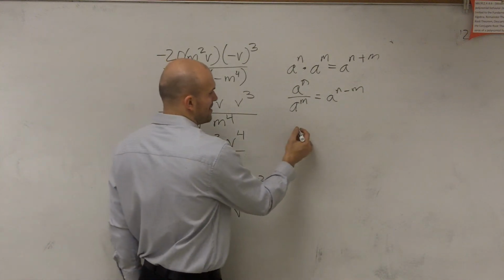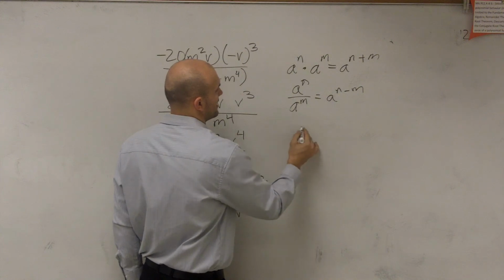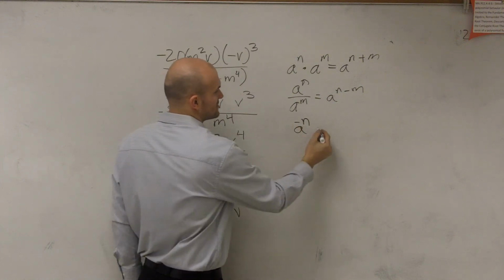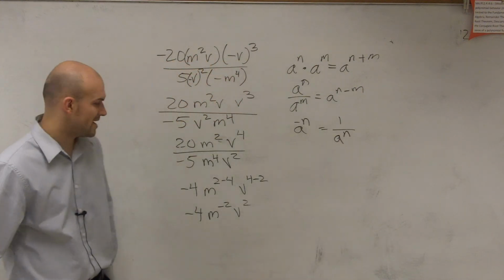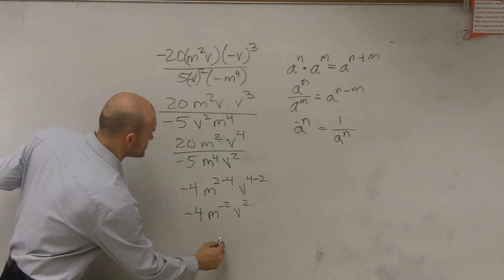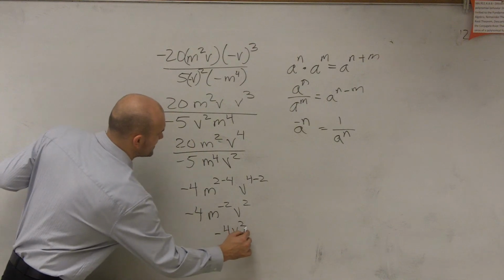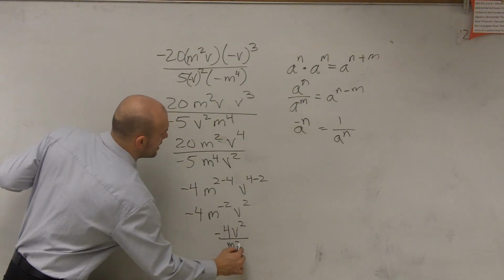The last rule for you guys to remember is when you have a term raised to a negative exponent, that exponent term now needs to go in the denominator to make it positive. So therefore, my final answer will be negative 4 v squared divided by m squared.